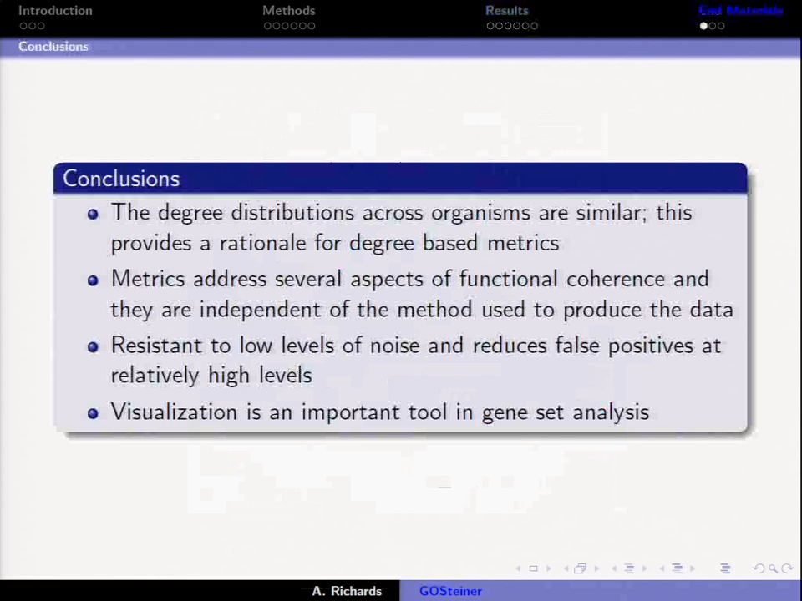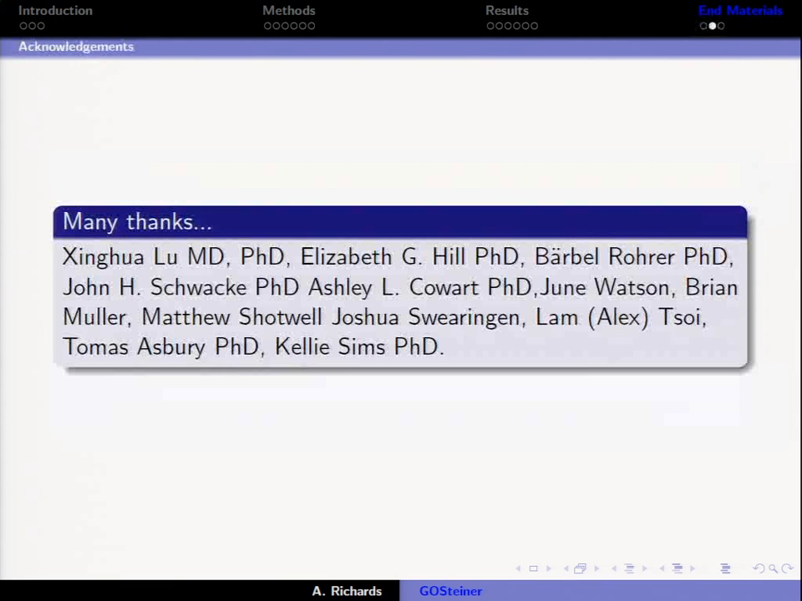In conclusion, I just wanted to say that the redistribution is quite similar for using degree-based metrics and other metrics, and they address both aspects, where we have the metrics being represented by the length and the seed degree, as I talked about. The method really handles low levels of noise, and those are in part when you're looking at the functional coherence of gene sets.